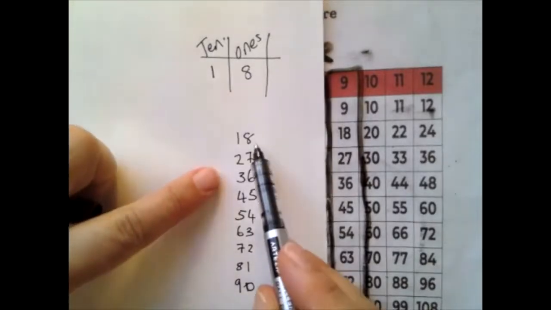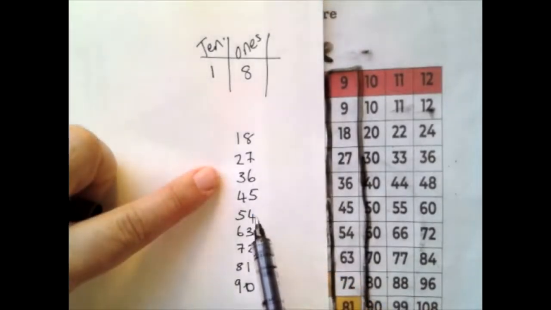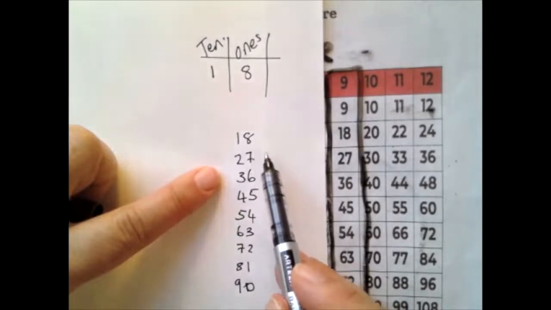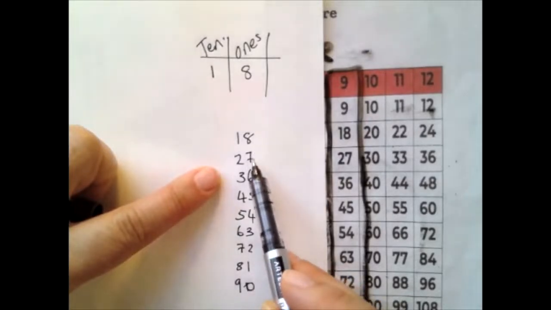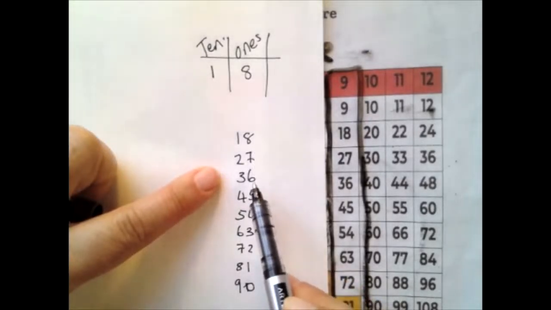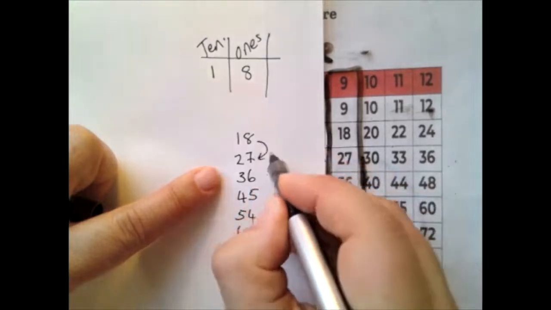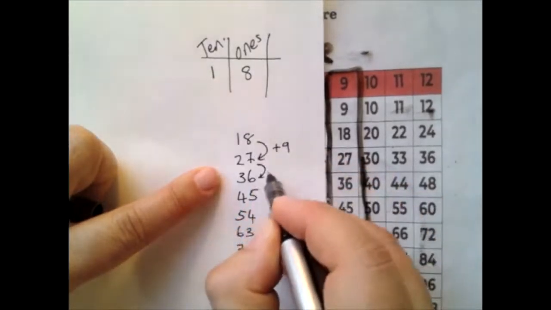Another pattern is that they're going up by 9 each time. We know that it's a 9 times table. So 18 plus 9 is 27. 27 plus 9 is 36. So that is another pattern that we can see.